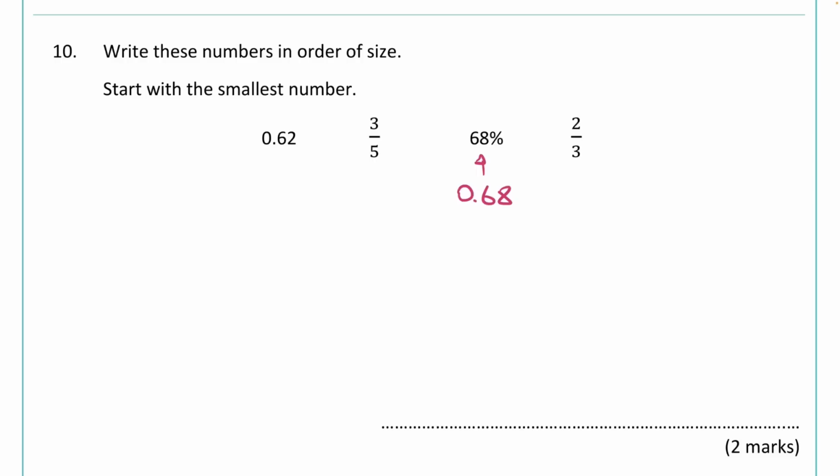The fractions, we're going to want them out of 10. So 3 over 5, if we times the top and bottom by 2, that gives us 6 out of 10, which is equal to 0.6 or 0.60, just to make it balance with all the others that have 2 decimal places at the moment. 2/3 is a lot trickier to write out of 10, but it is one that we should know. It's 0.6 recurring, and 0.6 recurring can also be written as 0.66 recurring.